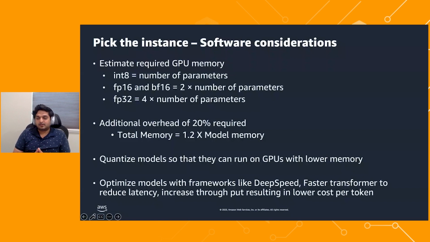In addition, you have different optimization strategies, such as optimizing with frameworks like DeepSpeed, FasterTransformer, and Accelerate to reduce your latency and also increase your throughput, resulting in a lower cost per token that your model requires.